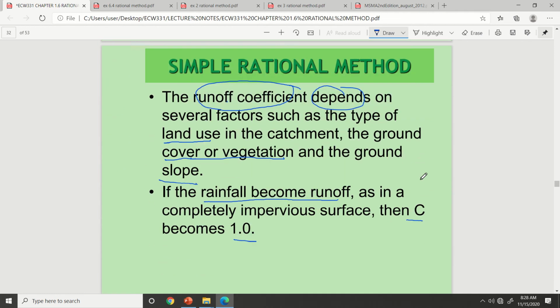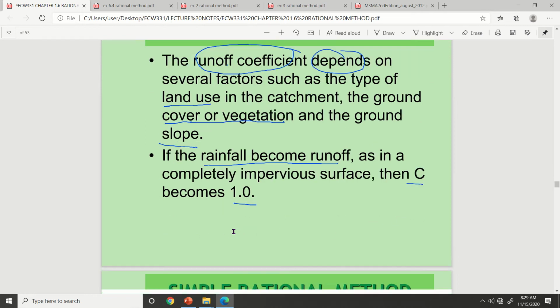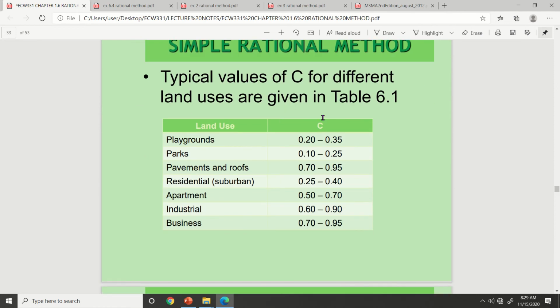All right. So the runoff coefficient actually depends on vegetation cover. Okay, types of vegetation cover, either it's pavement or has grass. Alright, so if all the rainfall becomes runoff, C is equal to 1. So this one is C, the runoff coefficient. You see here that playground is 0.2 to 0.35. Okay, different types of land use, different C.